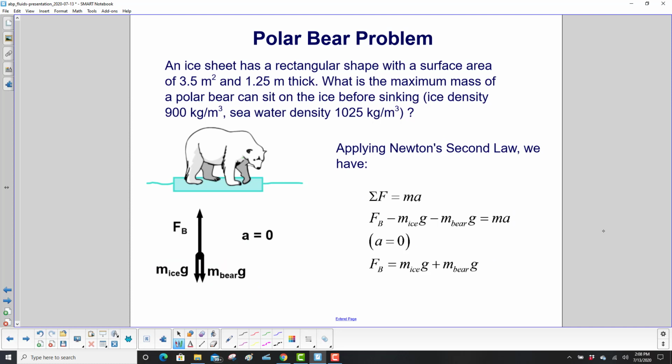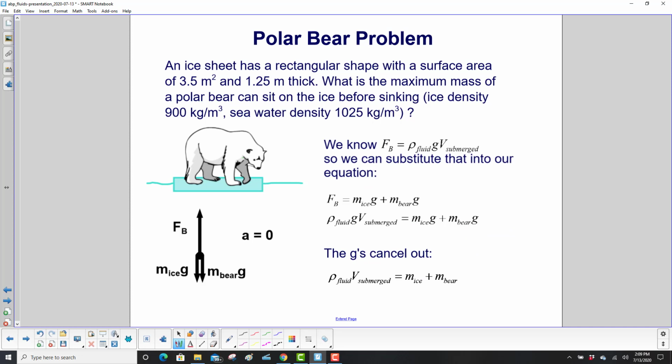We apply Newton's second law, which is the sum of the forces equals ma. So we have the buoyant force minus the weight of the ice minus the weight of the bear equals ma, but a is equal to 0. So the buoyant force is equal to the mass of the ice plus the mass of the bear times g.